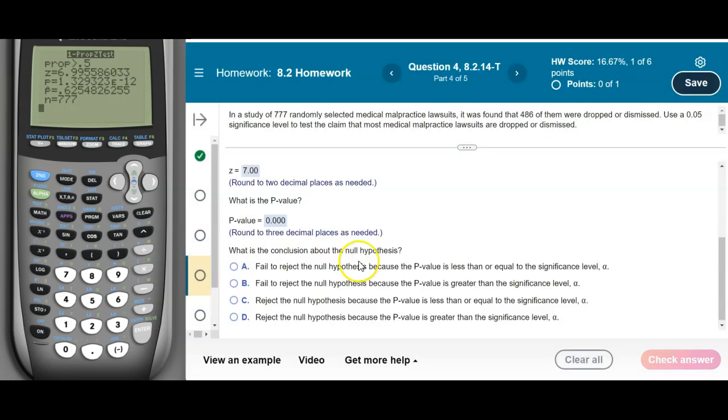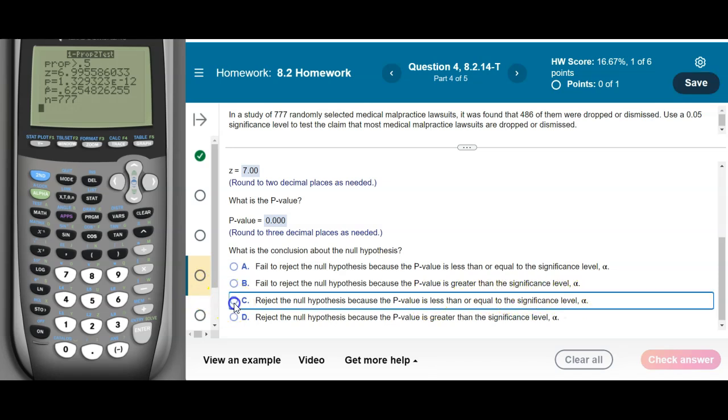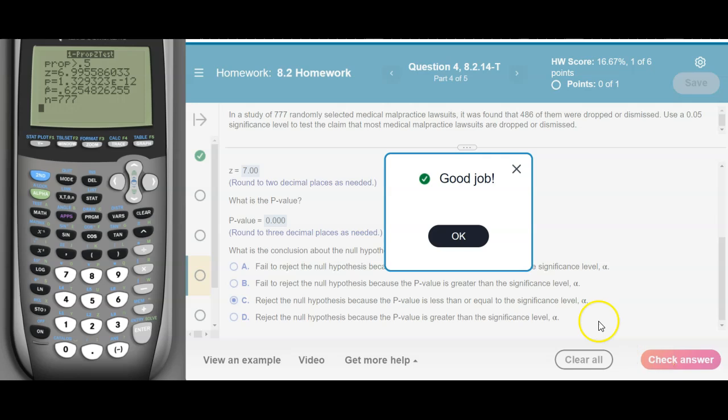Right? And then what's our conclusion? This p-value is 0. It's virtually impossible for this to be equal to 50%. This is definitely more than 50%. So we are going to reject. Again, the p-value is less than alpha. Alpha is 0.05. 0 is less than that. So we're going to reject. Why? Because the p-value is less than the significance level. So that's why we're going to reject. P-value is less than alpha, we reject. P-value is greater than or equal to alpha, then we fail to reject.